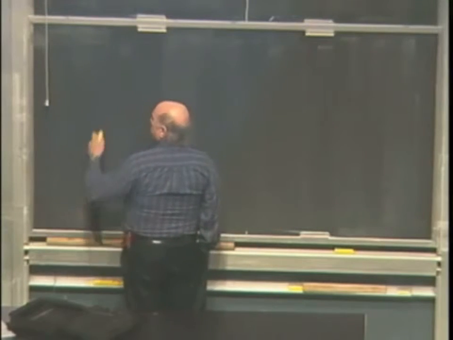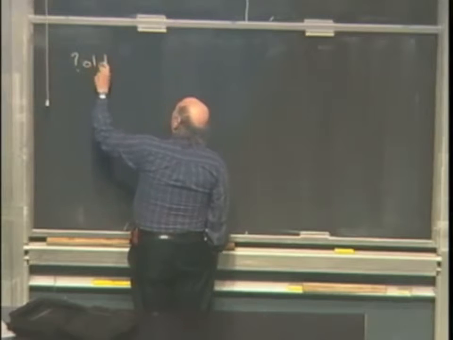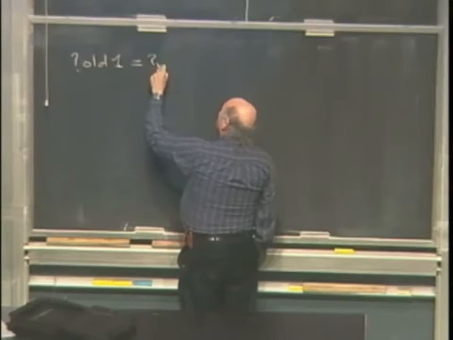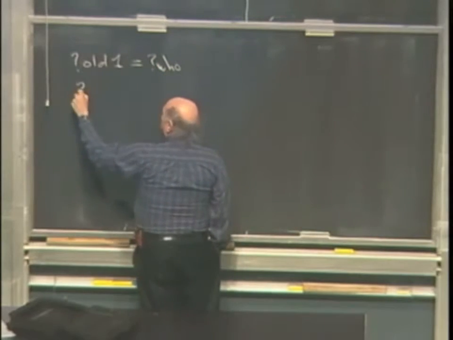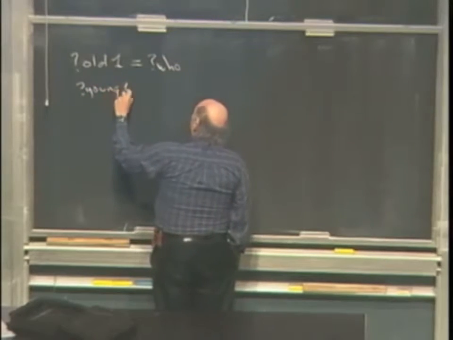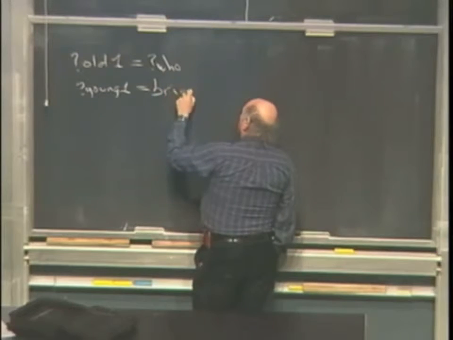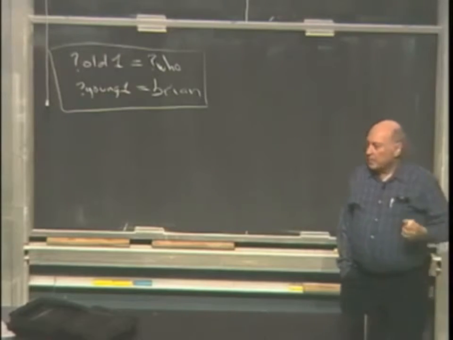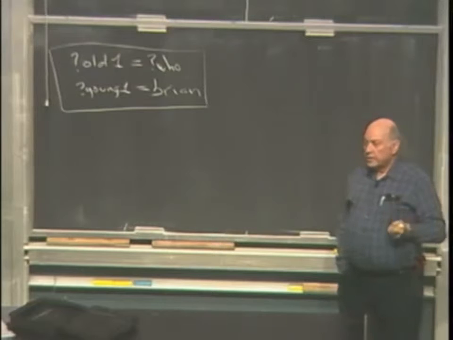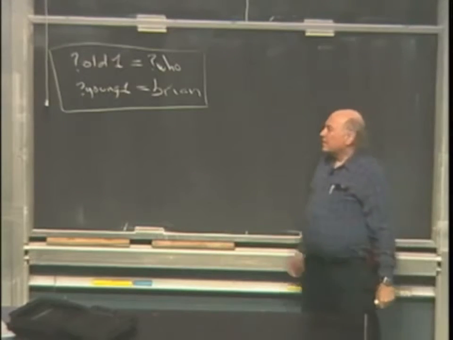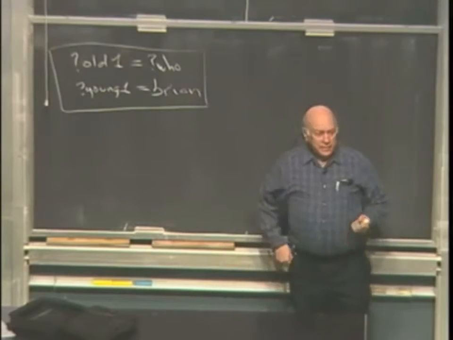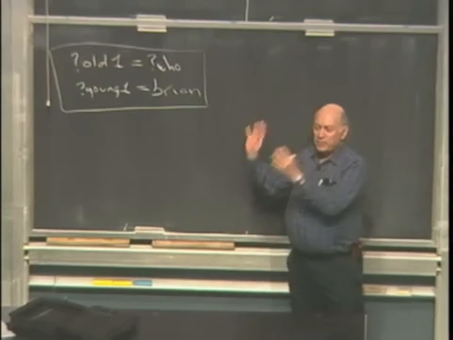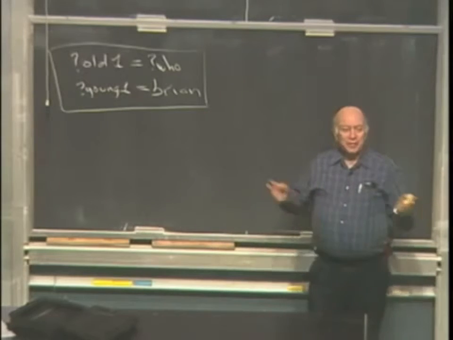So if I do that, I say, okay, this matches. I get the bindings ?old1 equals ?who, and ?young1 equals Brian. So this is a frame that comes out of matching the query against the conclusion of a rule. But this kind of frame is something you can't get in the Scheme evaluator. In the Scheme evaluator, it's always a variable equals a value. And it's perfectly clear which is the variable and which is the value.